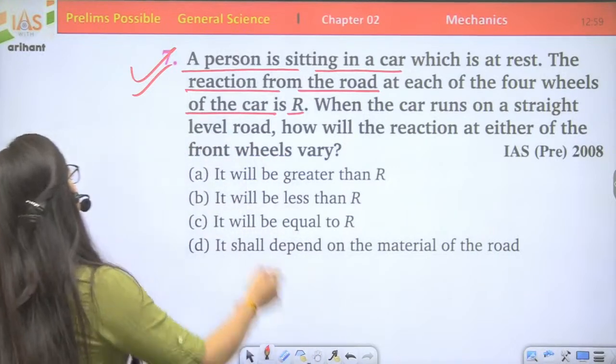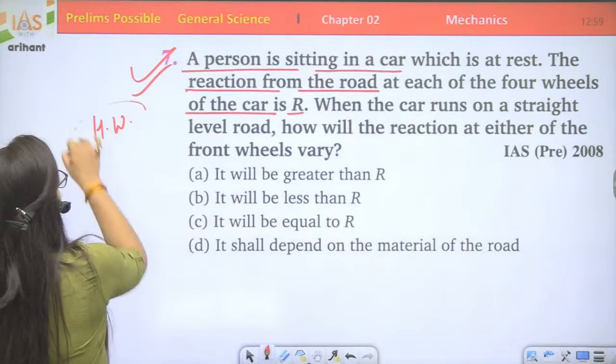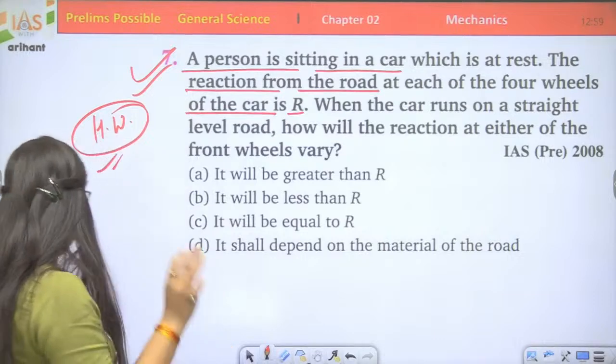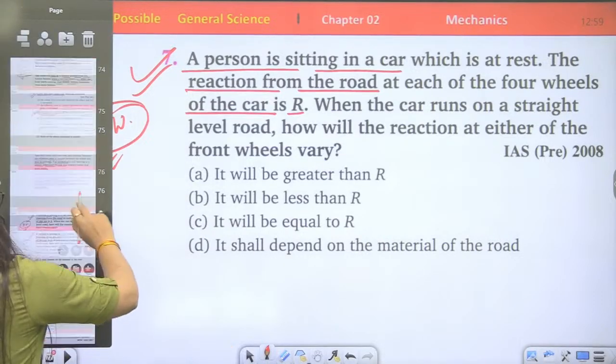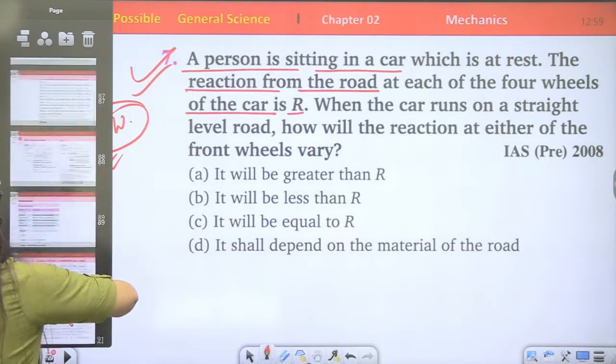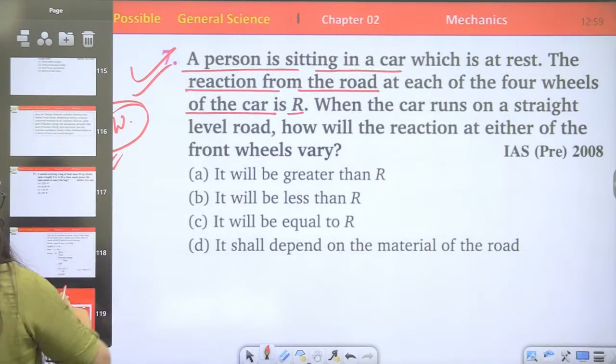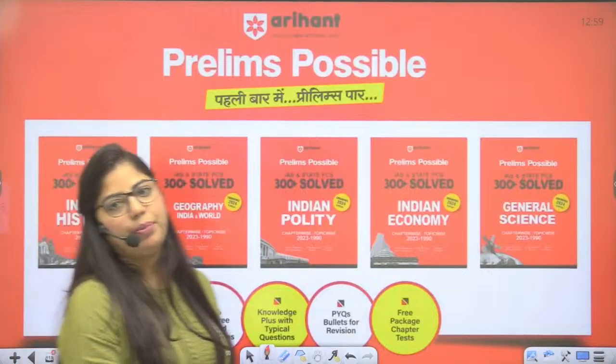Question number 7 is your homework question. We will discuss this question in tomorrow's class. All the students who are coming late are requested to join the class on time. And the class time is 12 p.m.